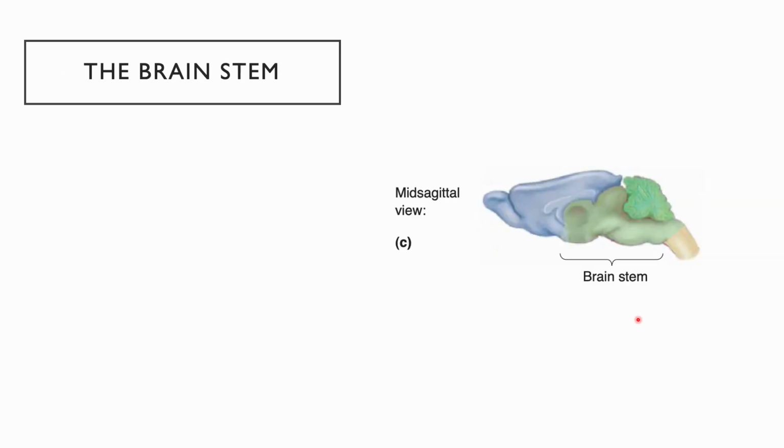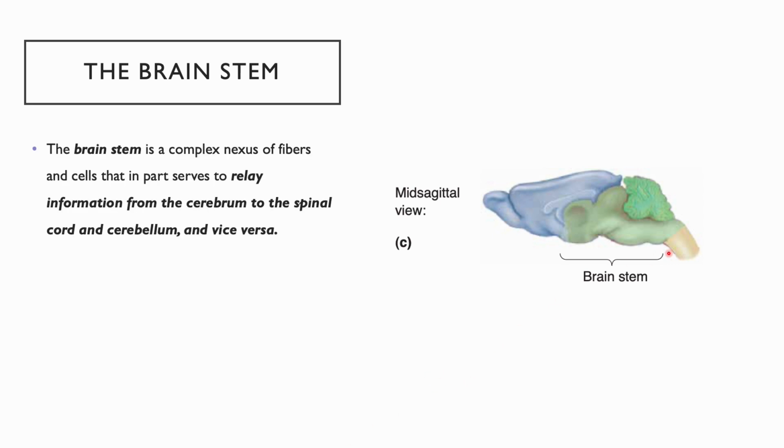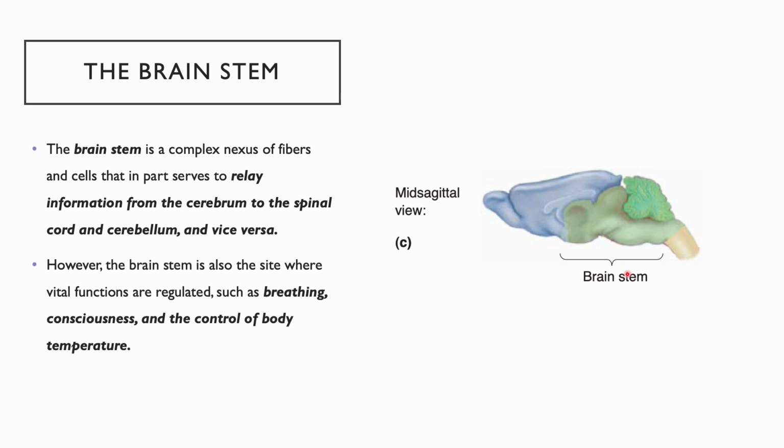Now, the brainstem is one of the most important areas of the brain because it controls a lot of our vital functions. The brainstem has this complex nerve group and fibers that extend to other areas of the brain to relay information from the cerebrum down to the spinal cord and from the spinal cord to the cerebrum. Interestingly, the brainstem has different areas such as the pons and the medulla oblongata, which help regulate vital functions like breathing, consciousness, and even the control of body temperature.